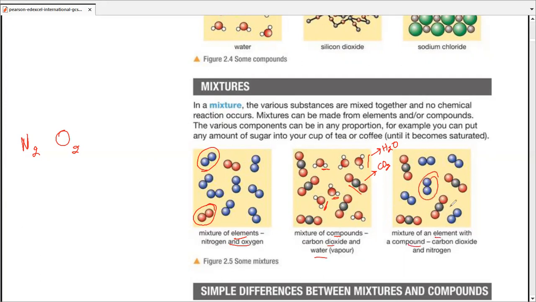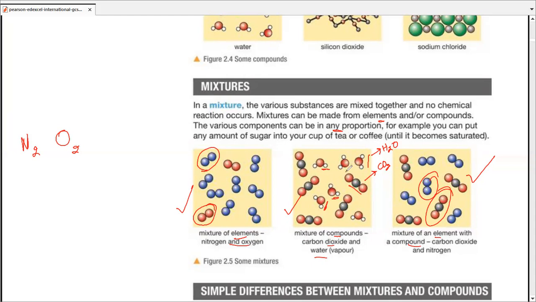You can mix nitrogen with carbon dioxide. So mixtures can be made from either elements. You can mix two elements like this one. You can mix two compounds like this one. You can mix an element and a compound like this one. And they can be in any proportion, the proportion we want them to.